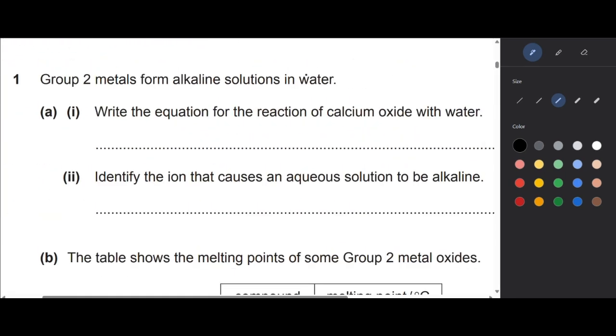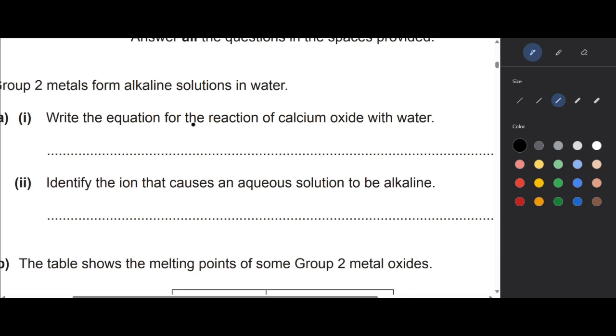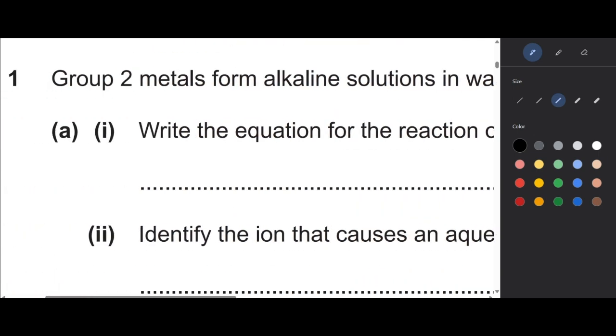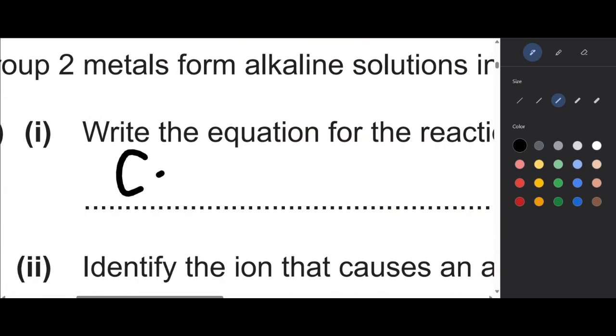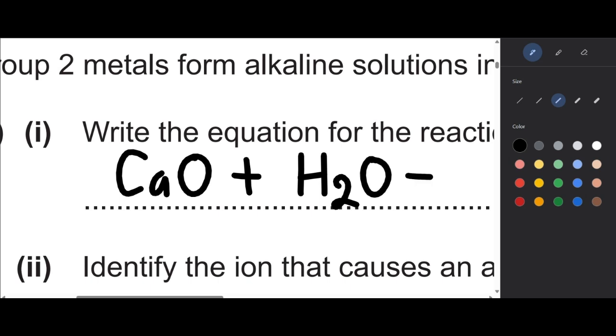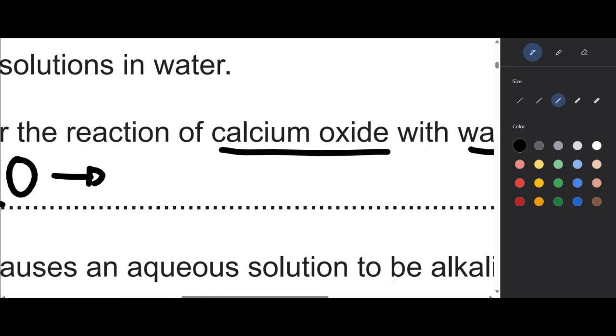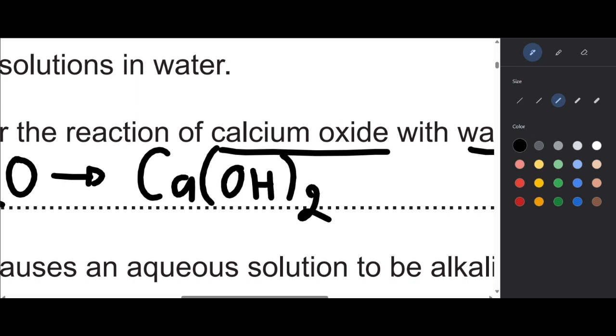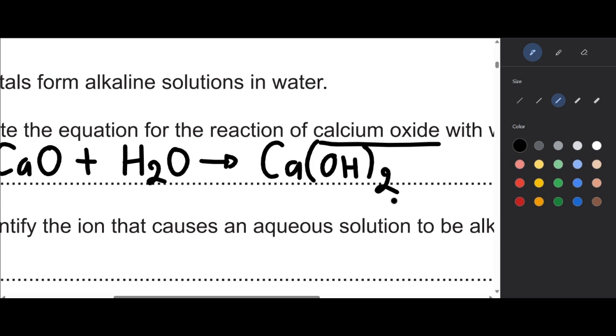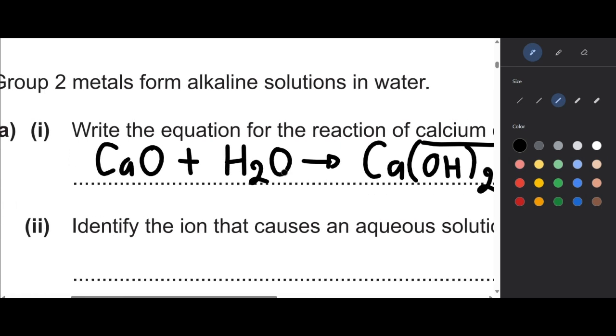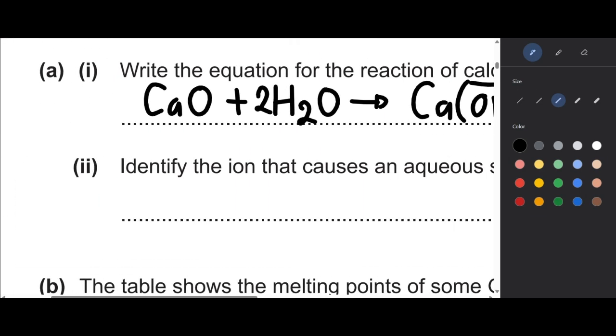Group 2 metals form alkaline solutions in water. Give the equation for the reaction of calcium oxide with water. So calcium oxide is CaO plus H2O becomes Ca(OH)2. Because the H is 2, we add 2 in front of H2O.